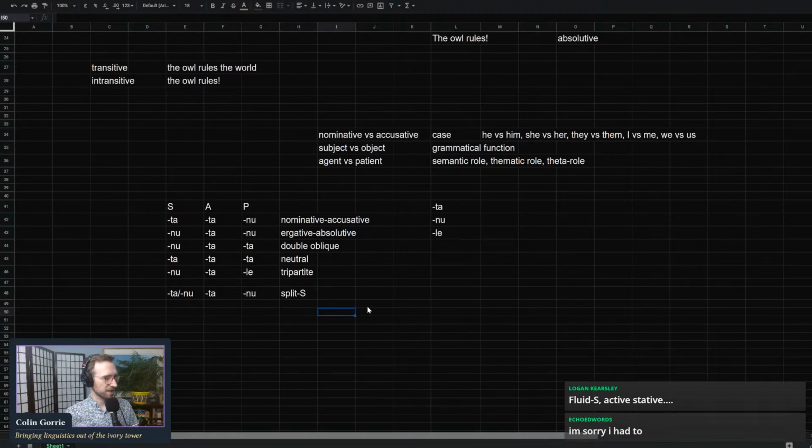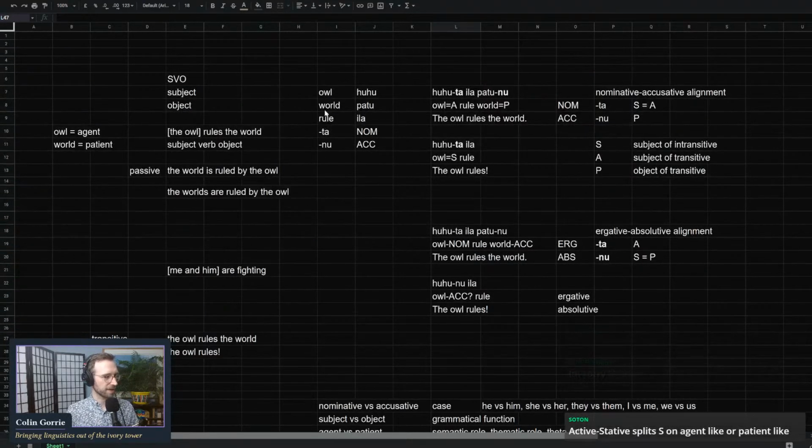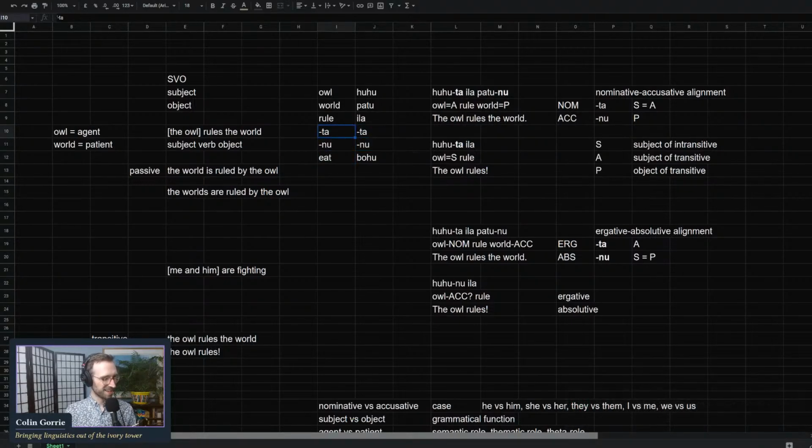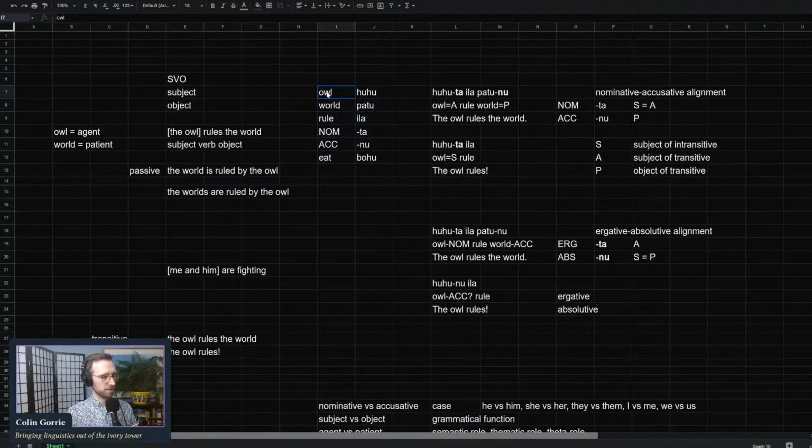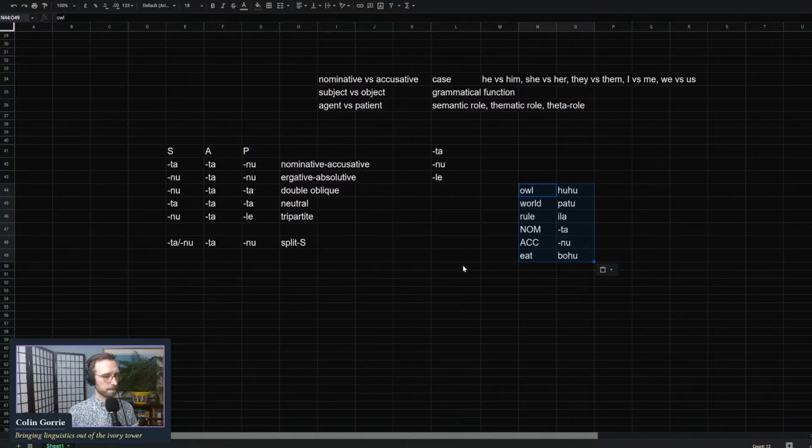it is. So let's look at an example. Let's make up a new verb for our little language. Let's say bohu. Oops, yeah, bohu. I realize I did this wrong. That's better. So the owl eats. What would the owl eats be? Let's bring this all the way down so that we can see it on the same screen. The owl eats, if we have a split S, is huhu something bohu.